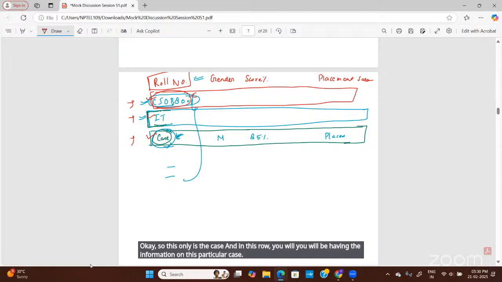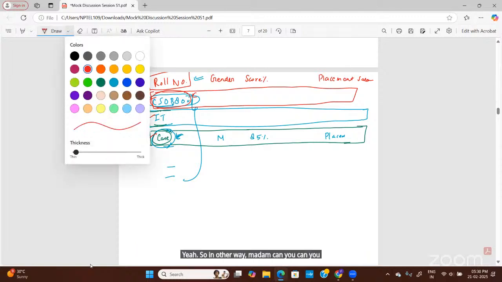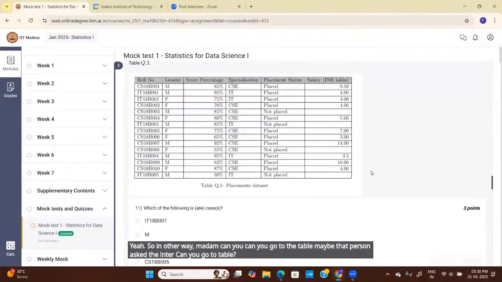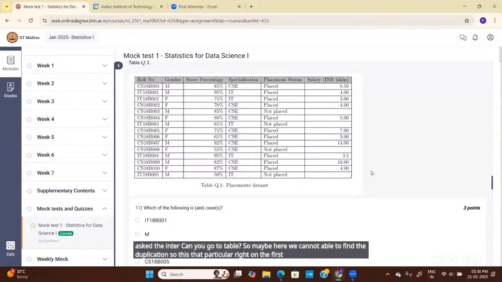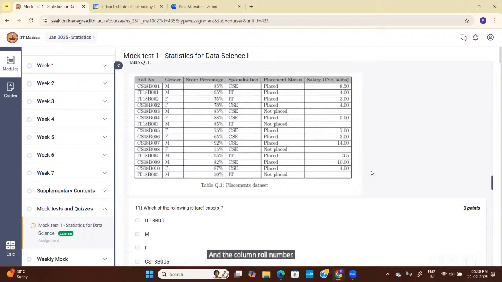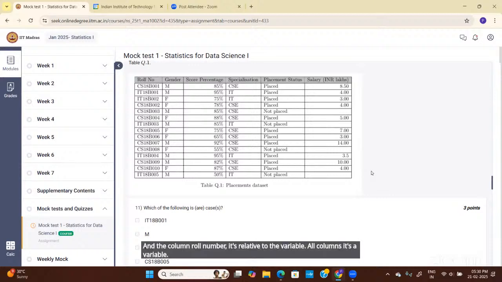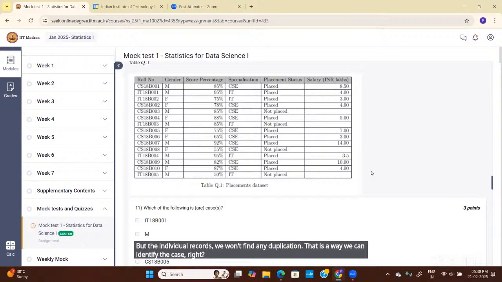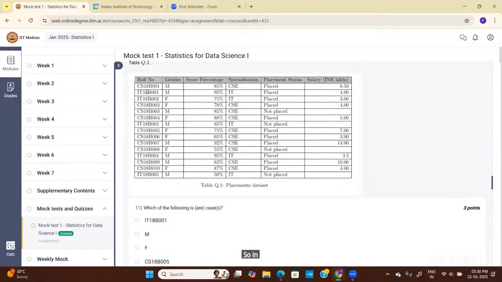Madam, can you go to the table? Maybe that person asked about the entire row. Here we are not able to find duplication. The first column, related to every record, is a case, and the column roll number is related to the variable. All columns are variables, but in the individual records we won't find any duplication. That is the way we can identify the case. These are the cases, they will not be repeating themselves.